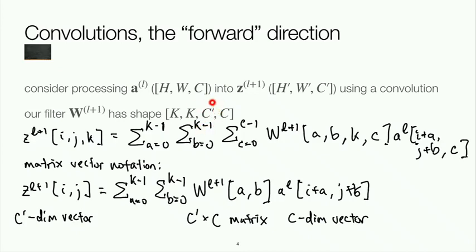But the ijkth element of ZL+1 in particular is computed using only the corresponding output channel in this WL+1, right? So this C prime here corresponds to this C prime over here, right? And so this k is indexing into the particular dimension of output channel that I'm actually considering when I'm considering the kth thing of ZL+1. Does that kind of make sense?